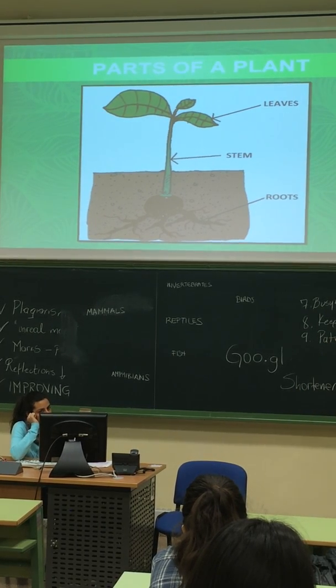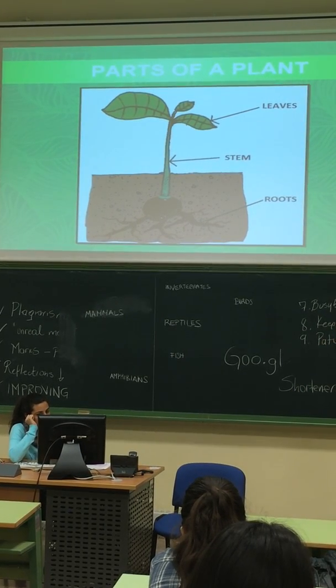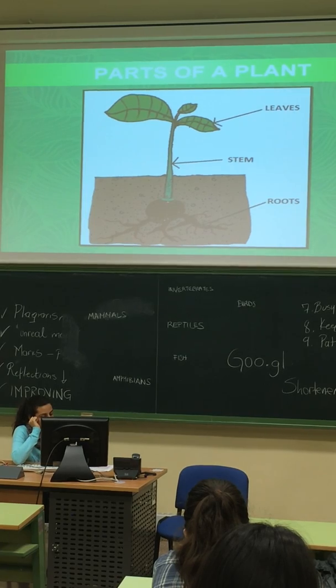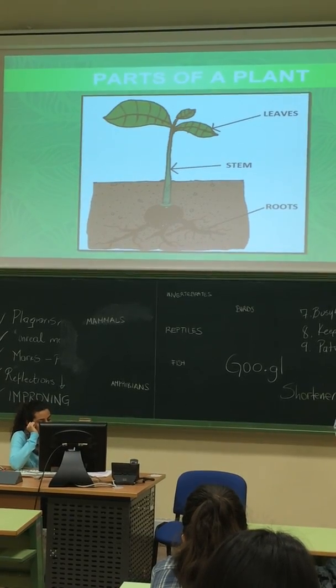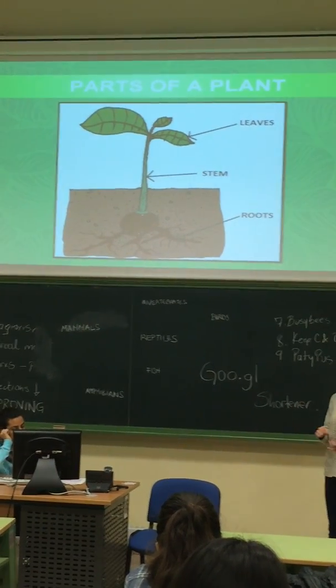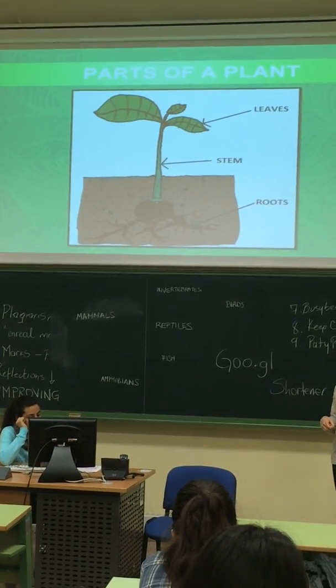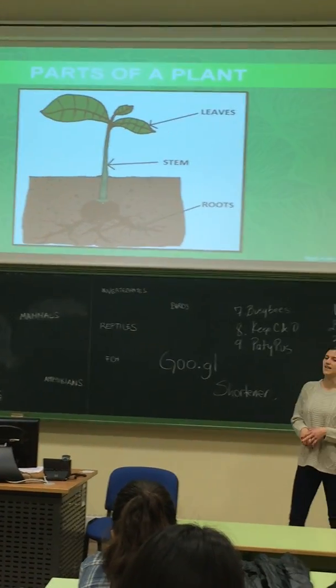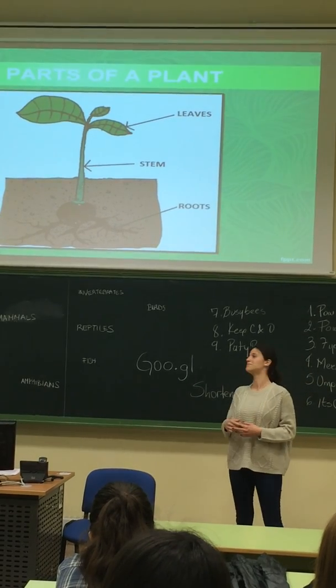So let's see. On the bottom we have the roots, and this is the part of the plant which is in charge of holding the plant steady in the ground, sucking up water and nutrients from the soil, and even storing food for the future.